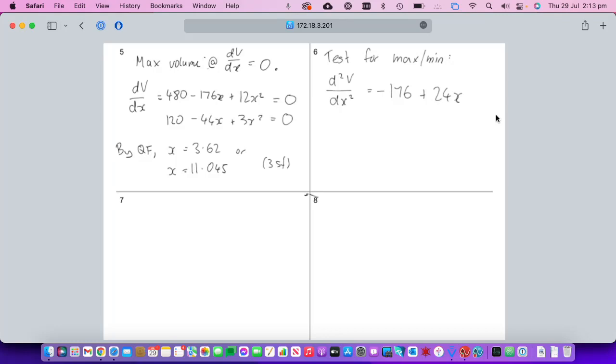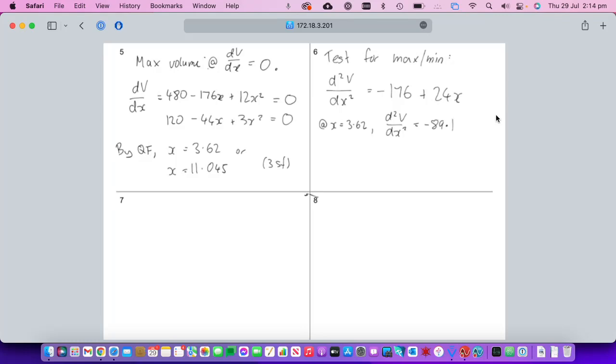Okay. So what I'm going to do now is look at x equals 3.62. So that's a straight substitution, right? d2v dx squared is how you say it. Don't ask me why it's not d squared x, but it's d2v dx squared. It is equal to, and again, calculator job, negative 89.1.